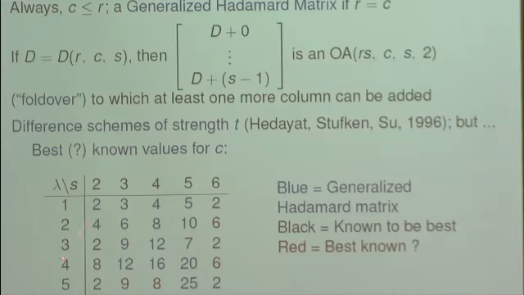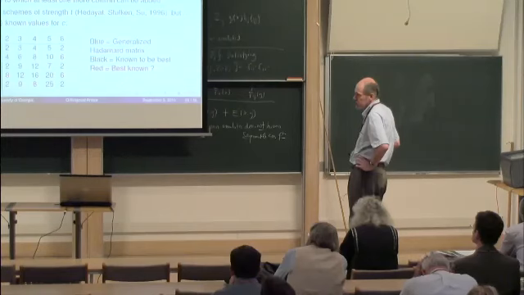If you have 8 rows, 4 times 2, then you can take a Hadamard matrix with S equal to 2, so you can get 8 columns. With lambda equal to 5, so 5 times 2 is 10 rows.